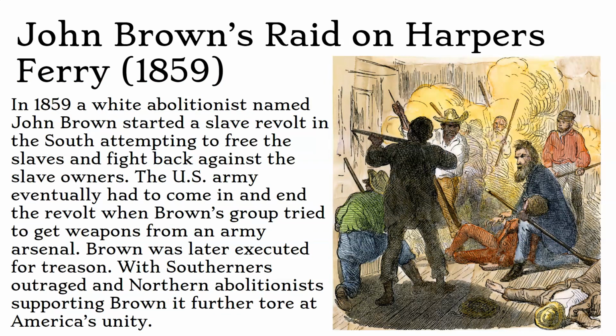And John Brown's raid on Harper's Ferry. So John Brown was a white abolitionist, and he started a slave revolt in the South, attempting to free slaves and fight back against the slave owners. The U.S. Army eventually had to come in and end the revolt when Brown's group tried to get weapons from an army arsenal. Brown was later executed for treason. With Southerners outraged and Northern abolitionists supporting Brown, it further tore at America's unity.